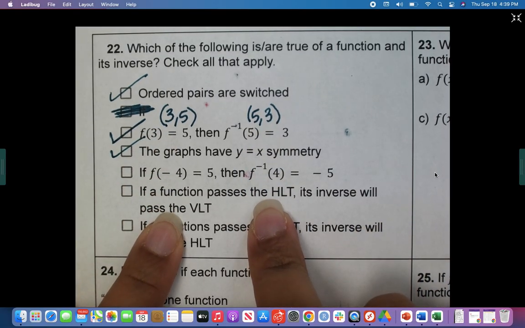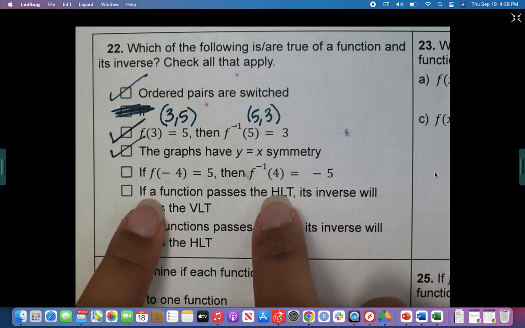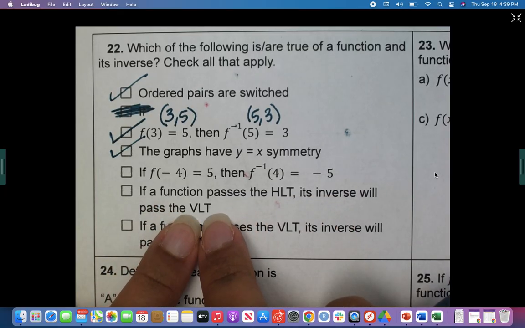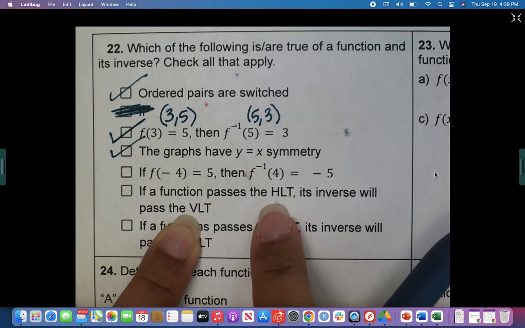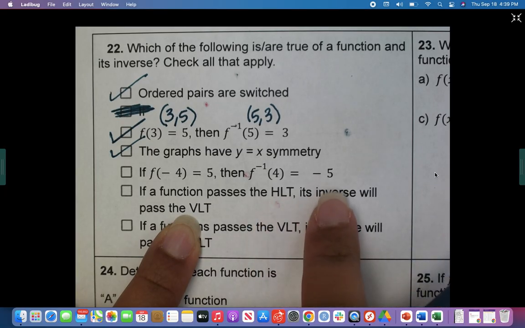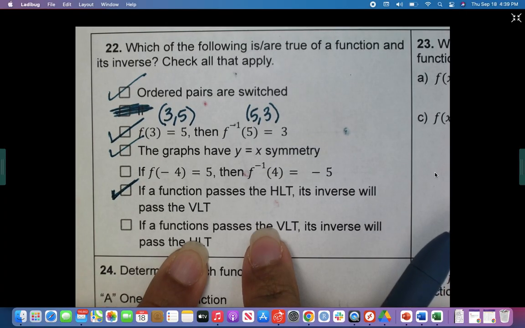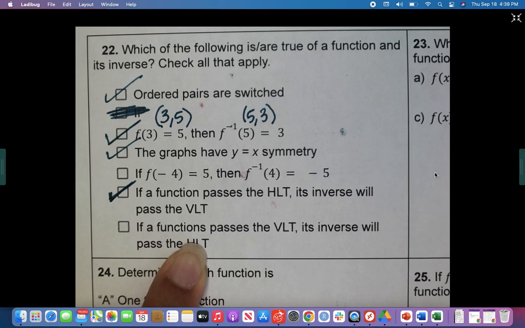And then this one, if a function passes the horizontal line test, its inverse will pass the vertical line test. So that is the whole point of the horizontal line test. It's to determine if the inverse is a function. Remember, to determine if something's a function, you use the vertical line test. If it does pass, that means that every single x has only one y. So that would be your answer. If a function passes the horizontal line test, that means the inverse will pass the vertical, because that means the inverse is a function. So this one is your answer. This one is not. So these are your answers. So again, that is straight from your notes.